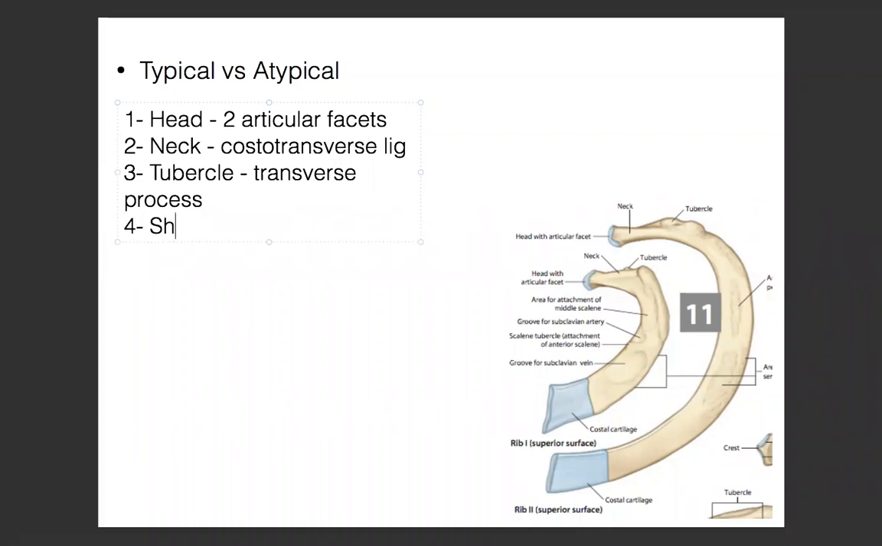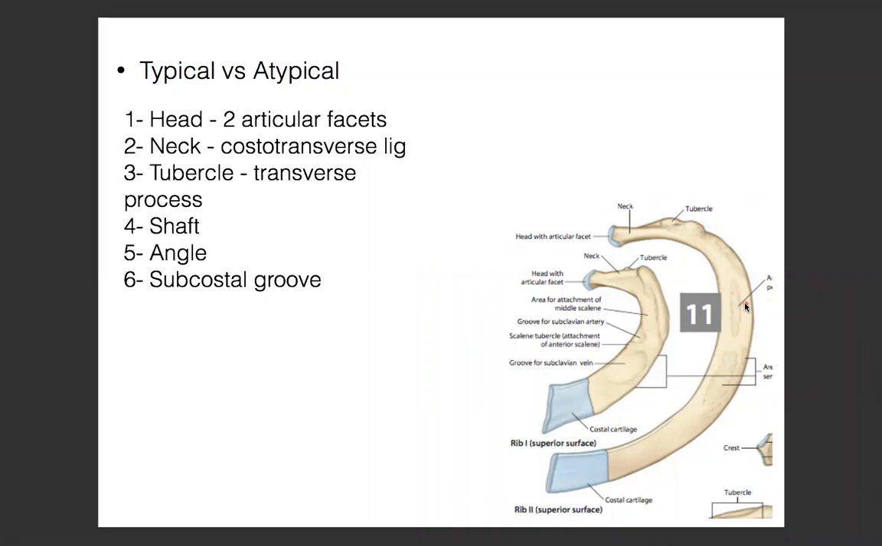Fourth, it should have a shaft. Fifth, it should have an angle. And sixth, it should have a subcostal groove. So these are the things that you always need to see in a rib so that you can call it a typical rib. So we can look at these ribs here. We've got rib number 1 and rib number 2 to show you guys the typical versus atypical. Now, rib number 1 and 2 are both atypical.